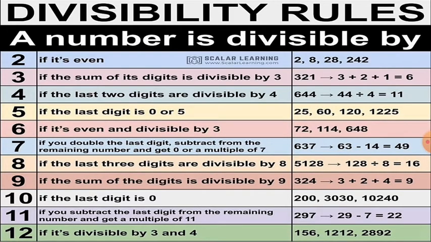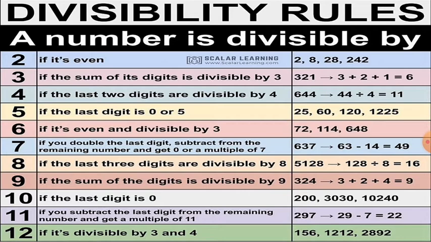Now, before then, let's look at these divisibility rules that are going to help us in dividing quickly. A number is divisible by 2 if it is even, or ends with an even number. So when you have a number that ends with an even number, just know that it is divisible by 2. A number is divisible by 3 if the sum of its digits is divisible by 3.